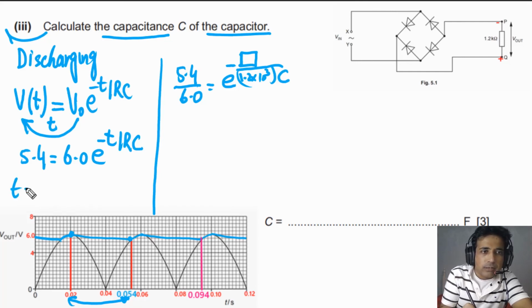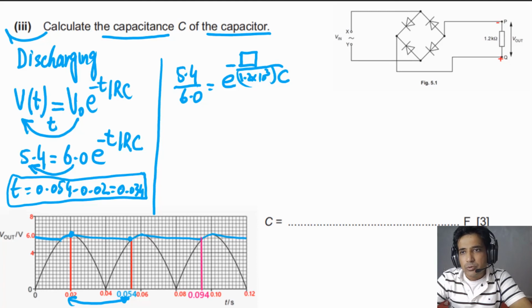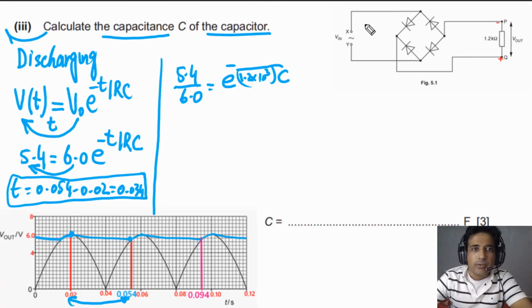The time taken in this case is 0.054 minus 0.02. We can say t is equal to 0.054 minus 0.02, and this is equal to 0.034. So this is the time taken for the voltage to drop from 6 to 5.4. This is the discharging time. So we can clear this box and write the value here, 0.034.